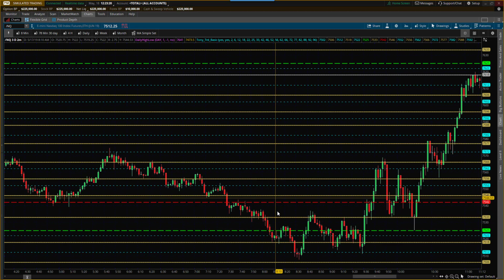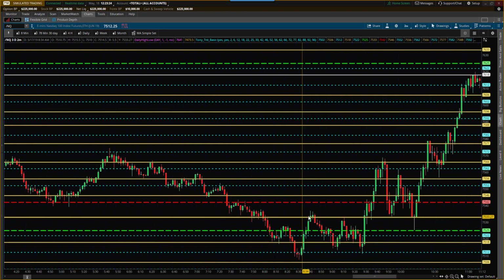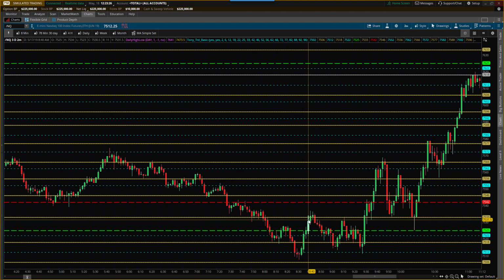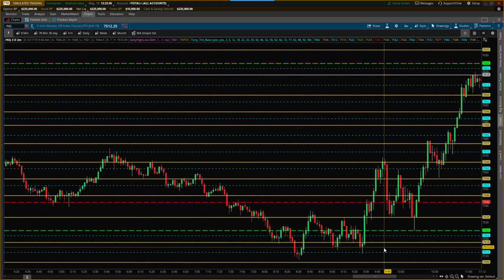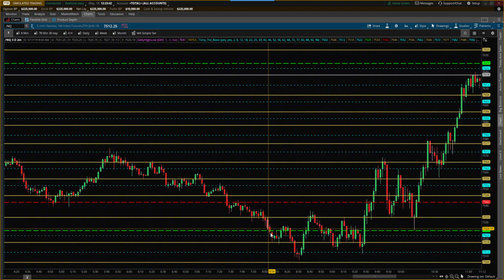Price does move differently in this channel. You can see that the 33 provided some really strong resistance here and then offered some really good support. Price went from the 25 to the 42. Price went from the 42 to the 25. All right, so this area is traded differently.